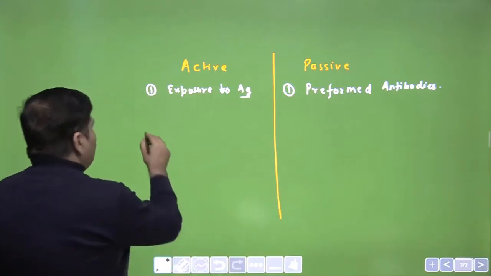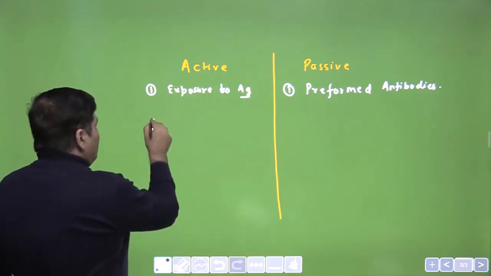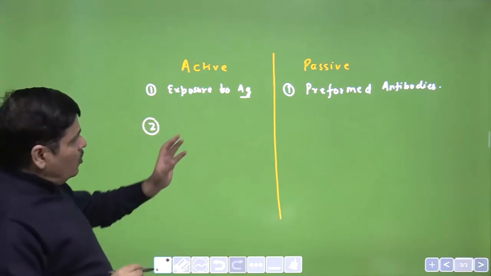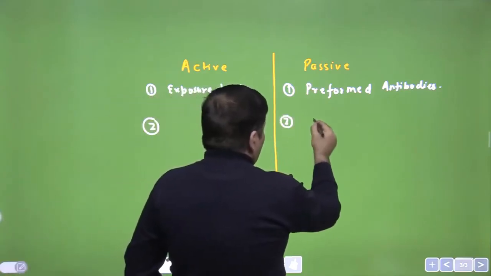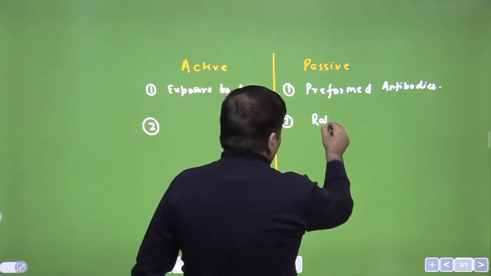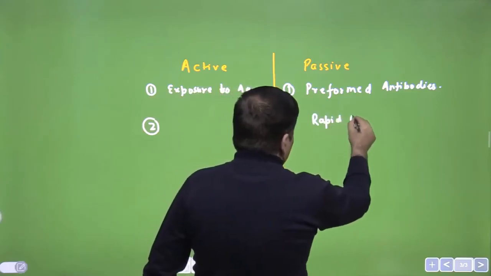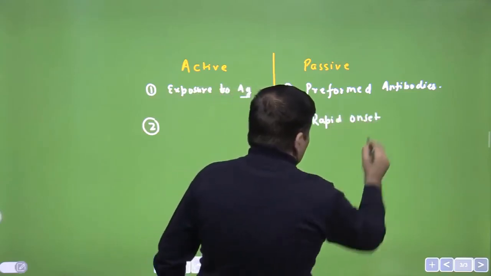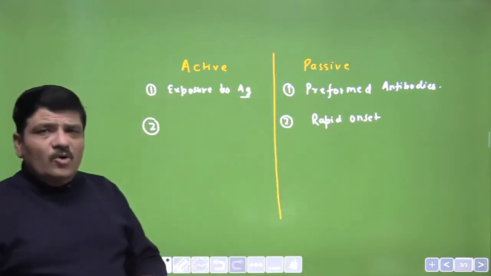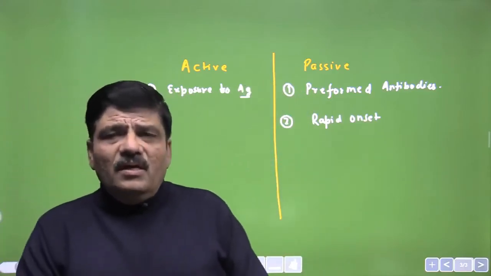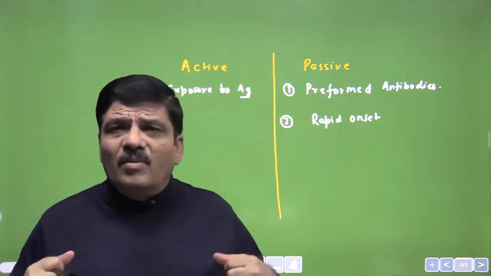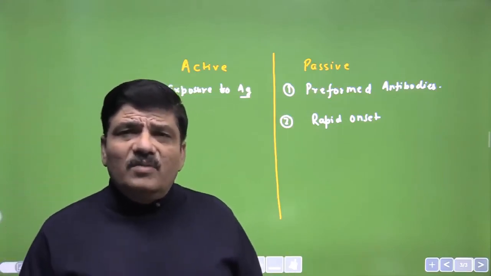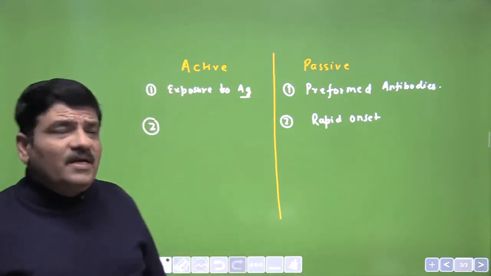Now the second thing would be that because you are giving preformed antibodies in cases of passive immunity, it would be of a very rapid onset, almost instantaneous. So immediately the person is infused the antibodies and the antibodies are present in the recipient, and accordingly they can start acting against any antigen that may be present almost instantaneously.